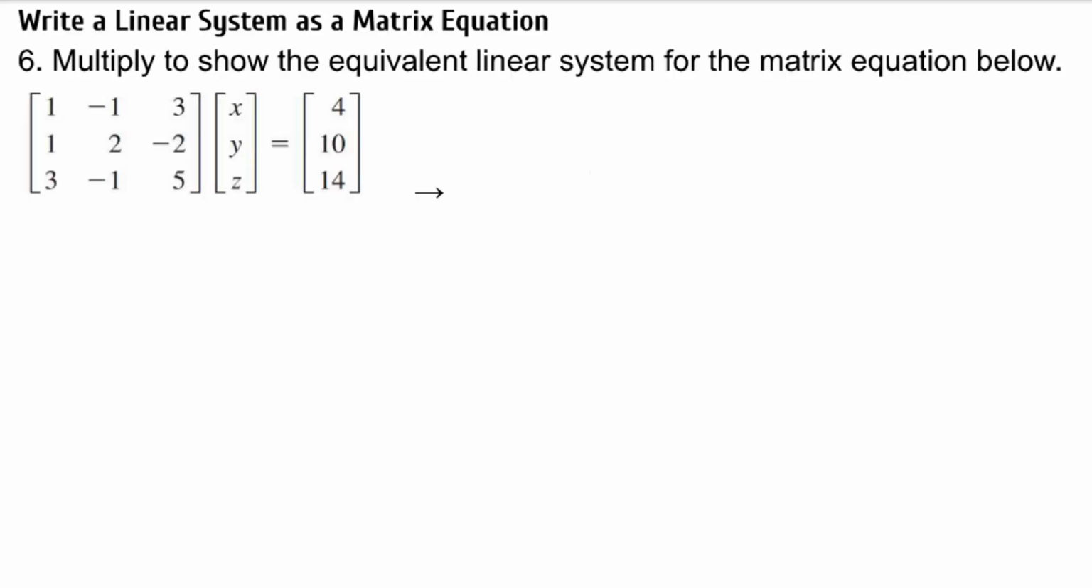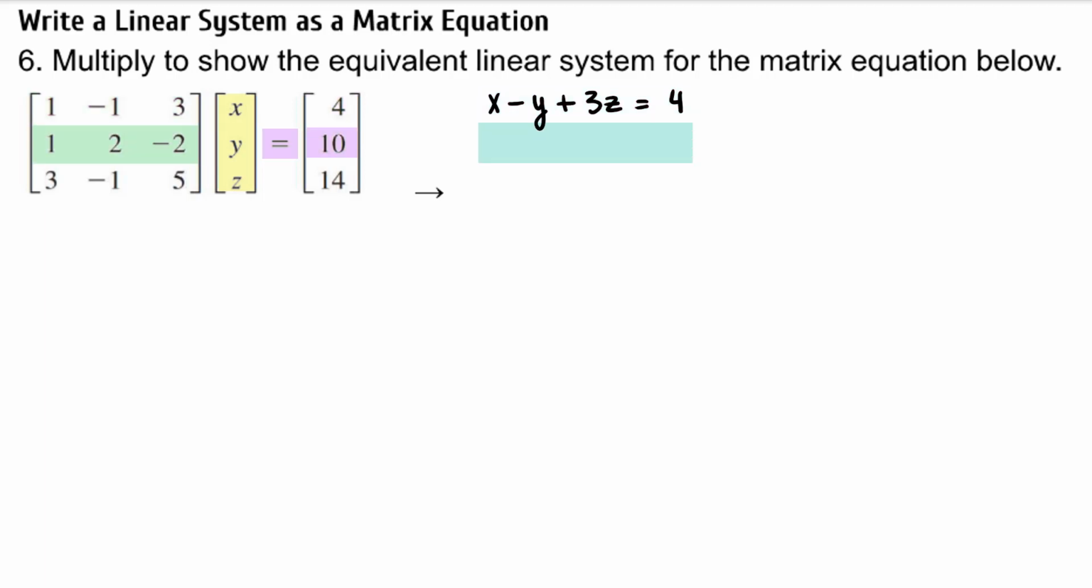For number 6, write a linear system as a matrix equation. Multiply to show the equivalent linear system for the matrix equation below. Use inner products to multiply row by column. The first row times the column matrix XYZ would be 1 times X minus 1 times Y plus 3 times Z. And that would equal the result in the entry in the first row, so 4.